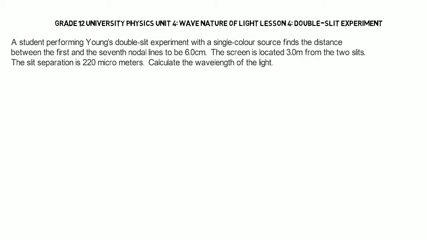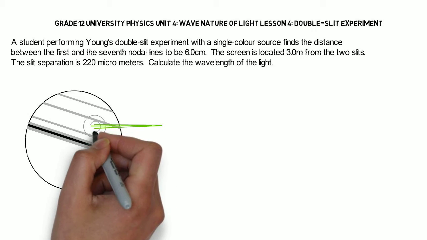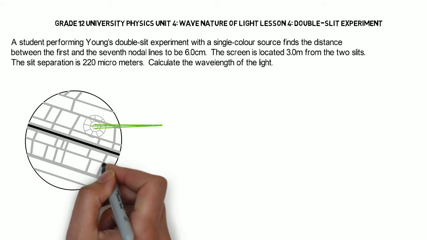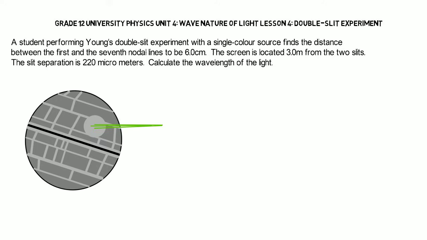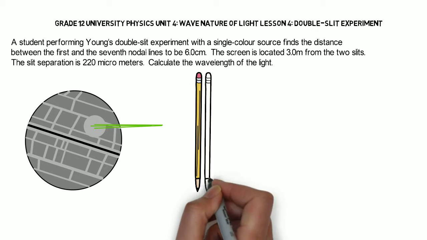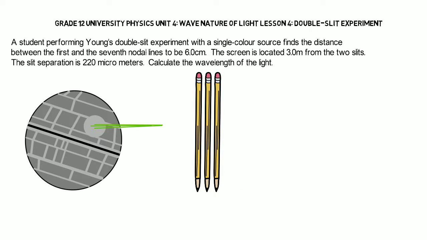Question. A student performing Young's experiment with a single color source finds the distance between the first and seventh nodal lines to be 6 centimeters. The screen is located 3 meters from the two slits. The slit separation is 220 micrometers. Calculate the wavelength of the light.